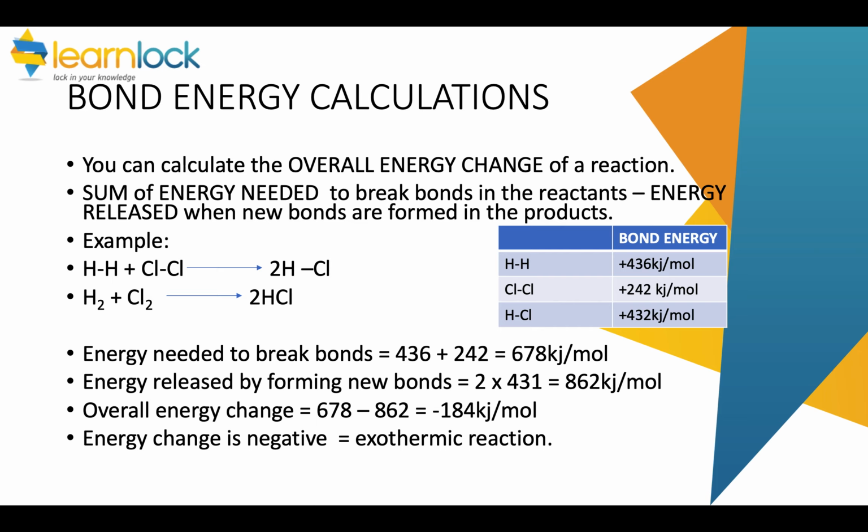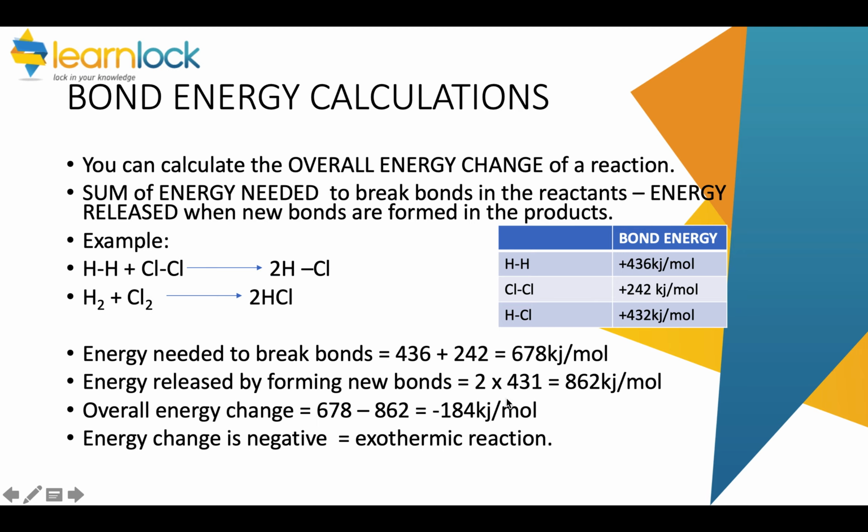You'll be given the bond energies of a reaction, and what you will need to do is calculate the overall energy change. As an example here, the overall energy change is the sum of the energy needed to break the bonds in the reactants, so on this side, minus the energy released when new bonds are formed in the products, this side. So the energy needed to break the bonds, you'll just use from this table here, so that's 678.